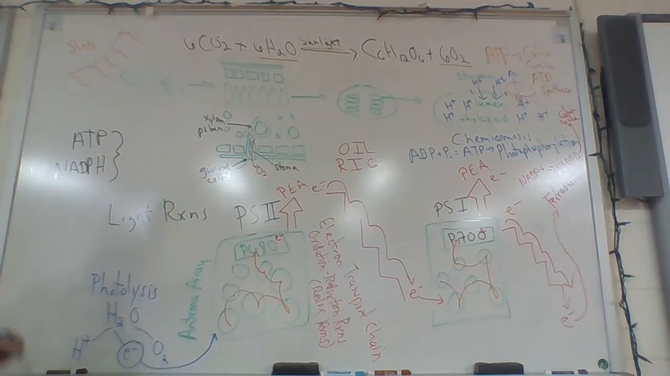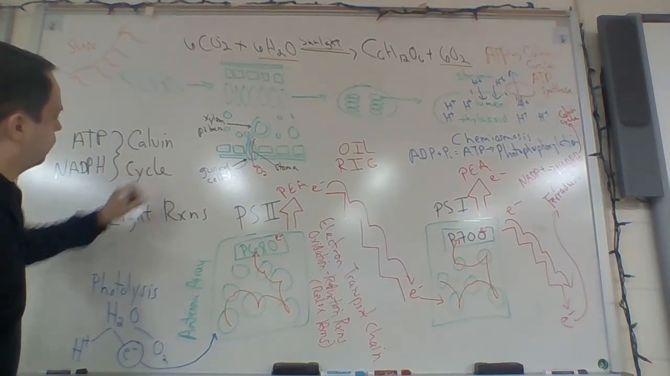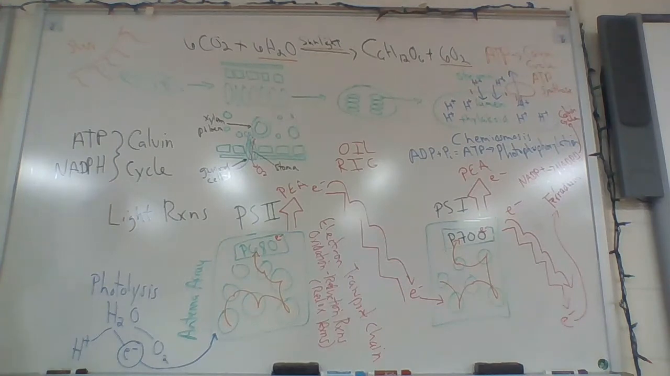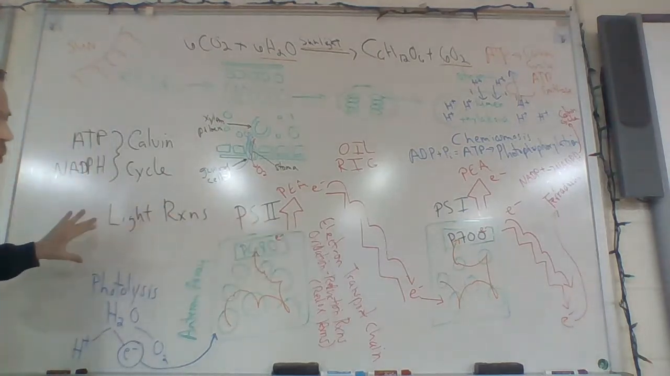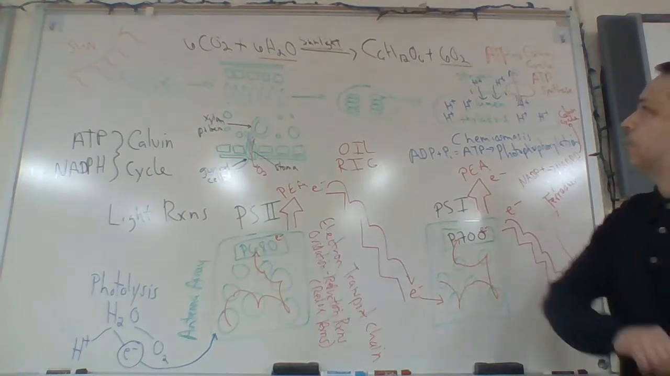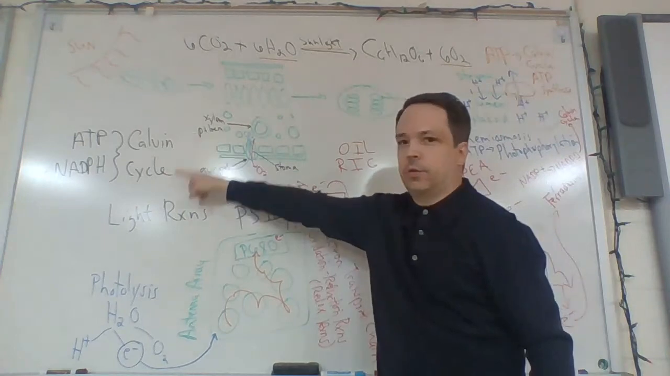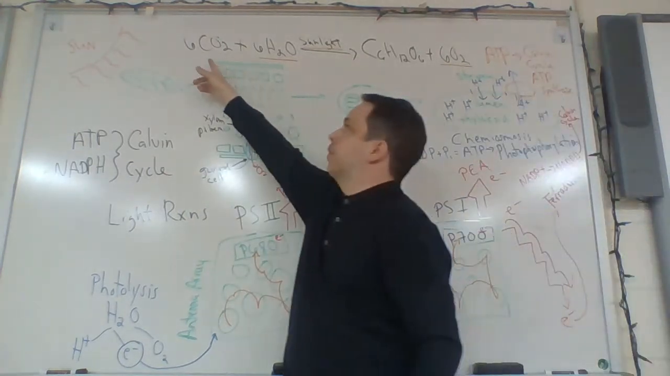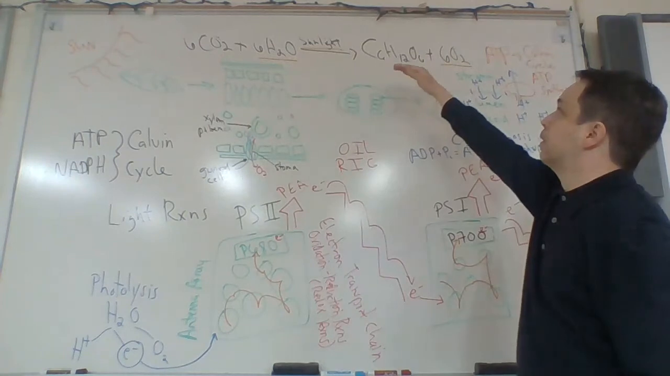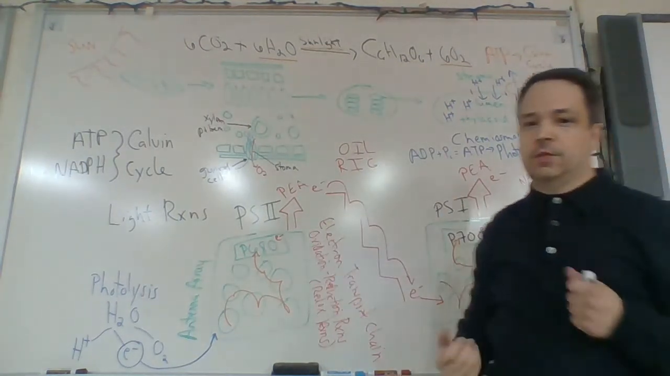These two molecules are going to drive the Calvin cycle. They will provide the energy necessary for the Calvin cycle to occur. If ATP and NADPH are not made in the light reactions, there is no Calvin cycle. If there's no Calvin cycle, there's no glucose. Those two energy molecules are going to be used to help convert that carbon dioxide into glucose. So that's why all this is even happening in the first place.